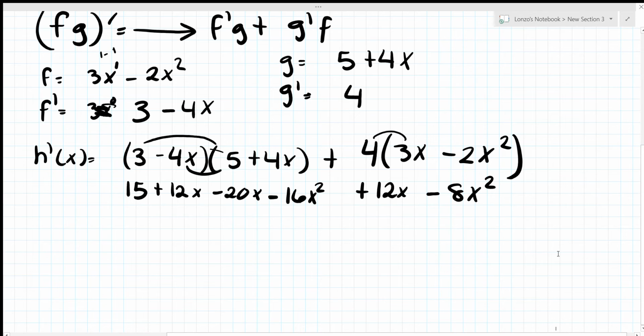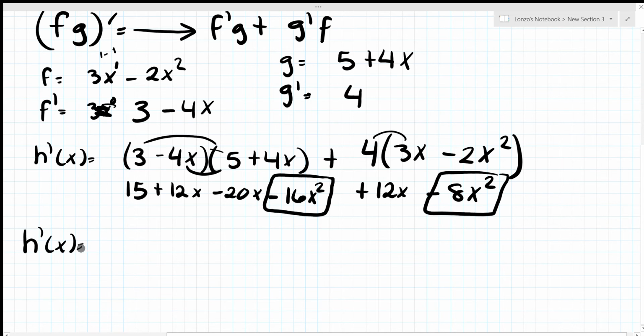Let me see here. So what are my highest degrees? The squares, right? So let's box that one. So I have a negative 16x squared here and a negative 8x squared. So h prime of x: negative 16 plus negative 8 is negative 24x. And then put the x, don't forget the x squared.